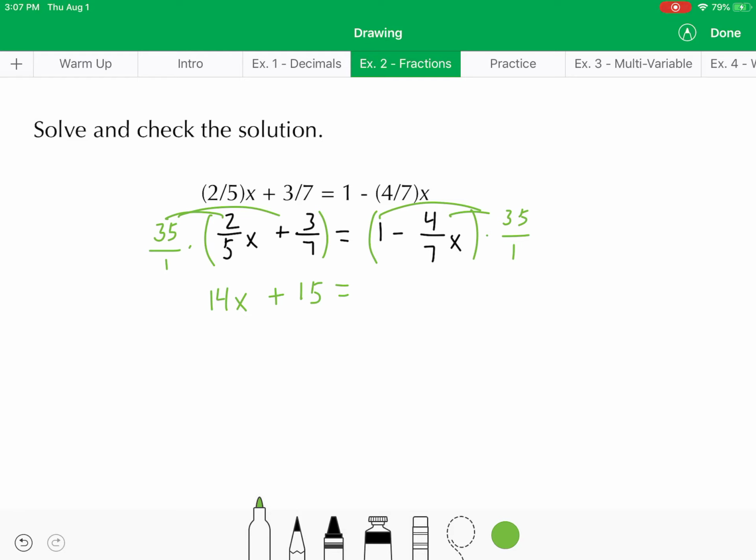Now over on the right side, a lot of times I'll see students, they won't multiply the 1 by 35 since the 1 isn't presented as a fraction. But you have to do the multiplication to both terms. Both terms need multiplied by that common denominator. So I'm going to end up with a 35 and then minus 4/7 x times 35. The 7 will reduce, making the 35 turn into a 5. 5 times 4x would give me 20x. Much less complicated equation now to work with.